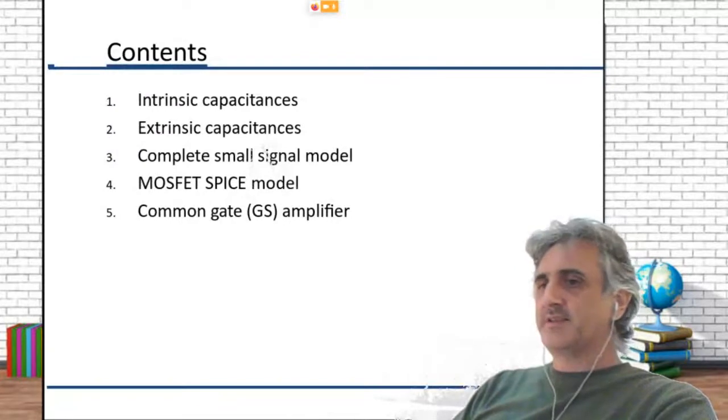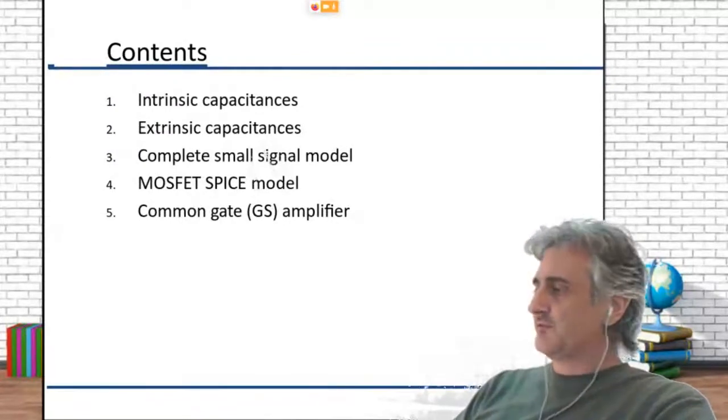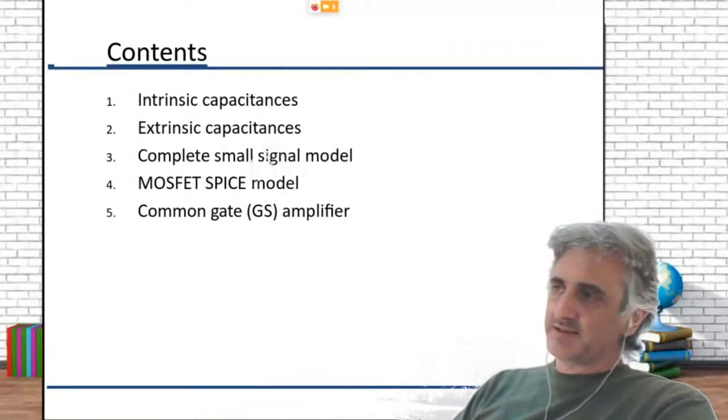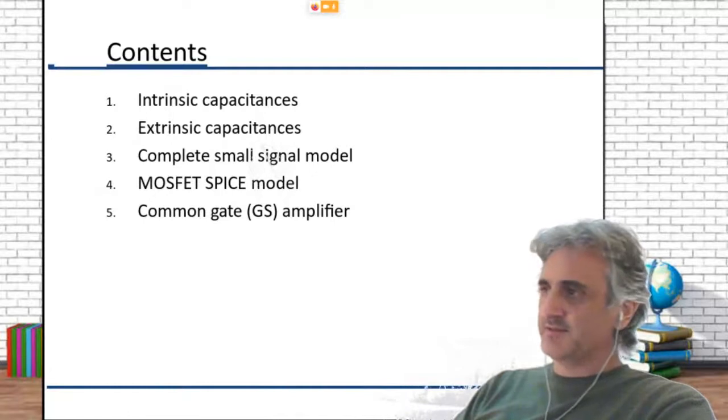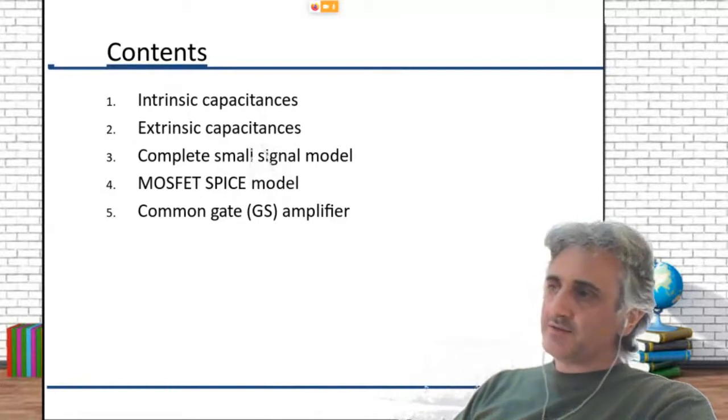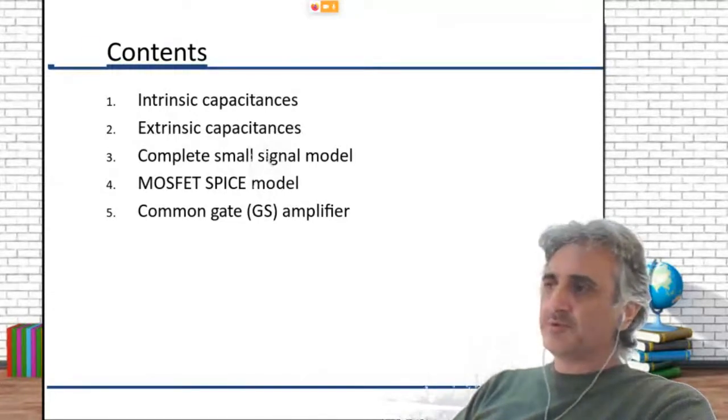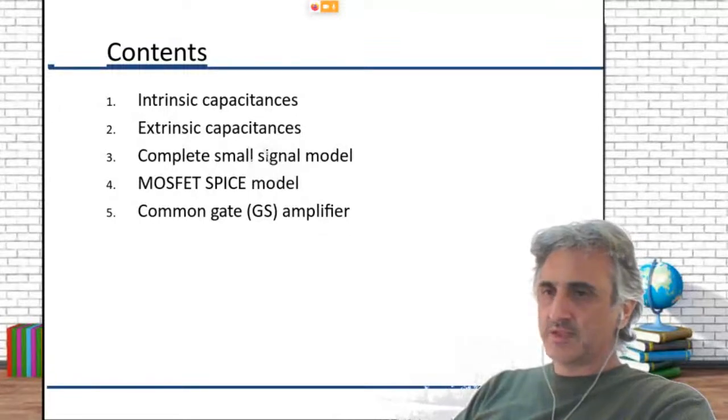First, we will see the intrinsic capacitances of the MOSFET model, then the extrinsic capacitances, then the complete small signal model, including the capacitances and everything else. We will see how the full SPICE model is implemented. And then, as an example, we will see a common gate amplifier. Yeah, okay.